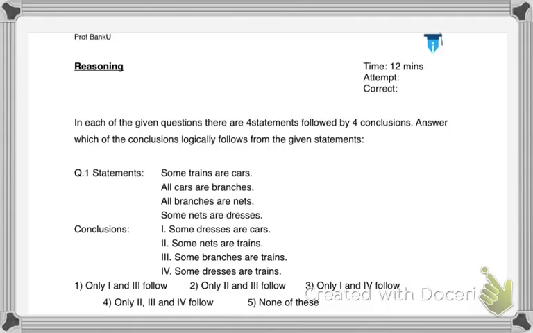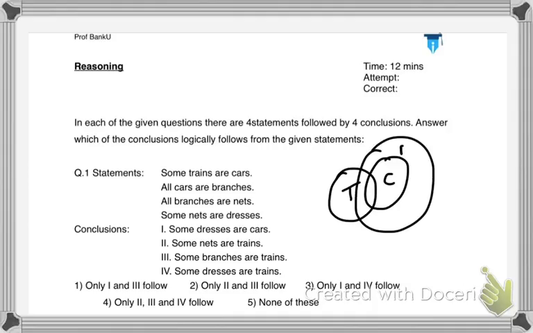So the first question was again a standard pattern, that is 4 statements, 4 conclusions, and 5 options. You have to select which one follows. Okay, so the first statement says that some trains are cars. So we draw it like this, that is some trains are cars. The second statement says that all cars are branches. So we draw it like this, that is all cars are branches.